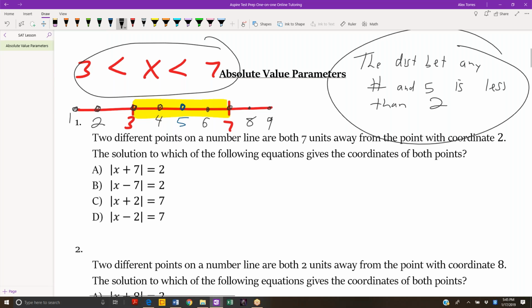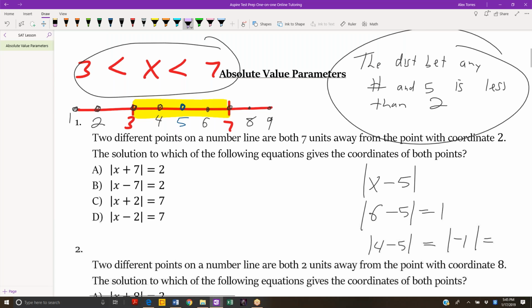So the distance between any number and 5 needs to be less than 2 in order to fall within the yellow region. So a way to express that would be the distance between any number and 5. That absolute value expression there is a fancy way to say the distance between any number and 5. Because let's say we're talking about the number 6. Well, 6 minus 5 is 1, right? So no need for the absolute value there. 6 minus 5 just is 1. But if I was talking about the number 4, the absolute value of 4 minus 5, well, 4 minus 5 is negative 1, and now we're seeing why we need the absolute value.